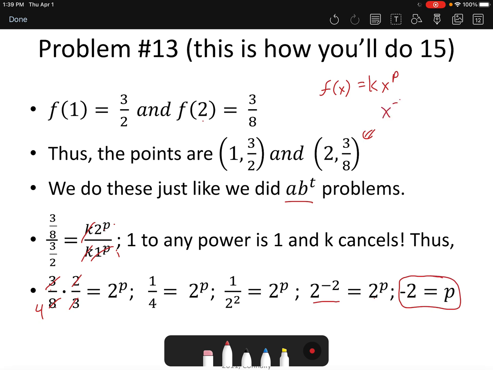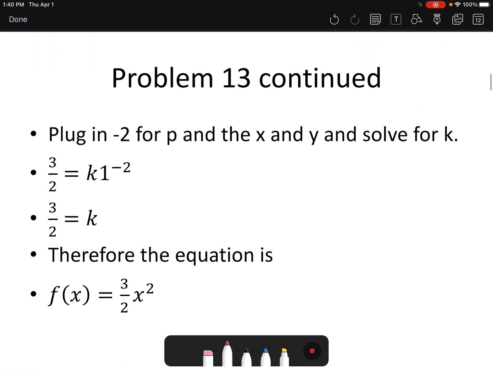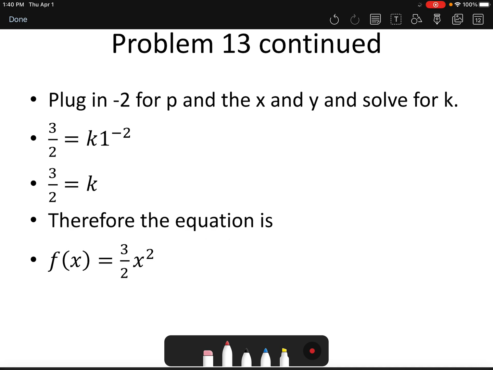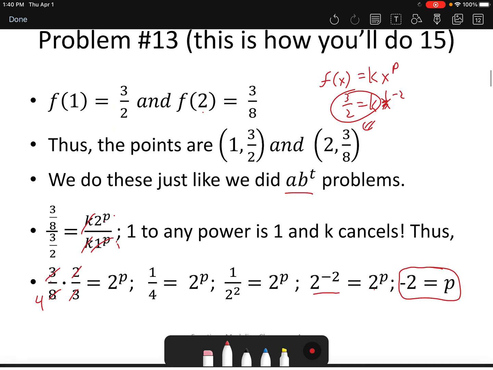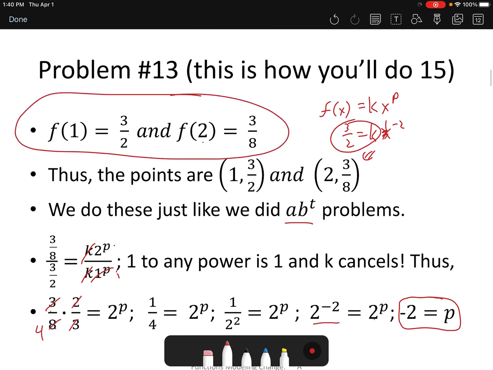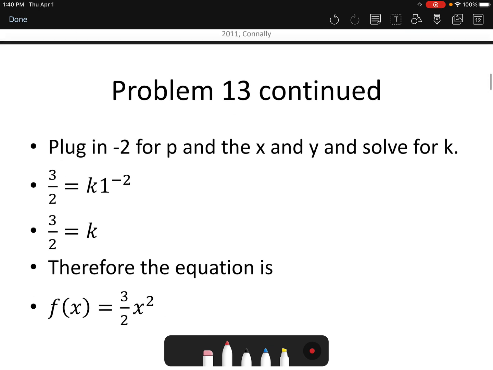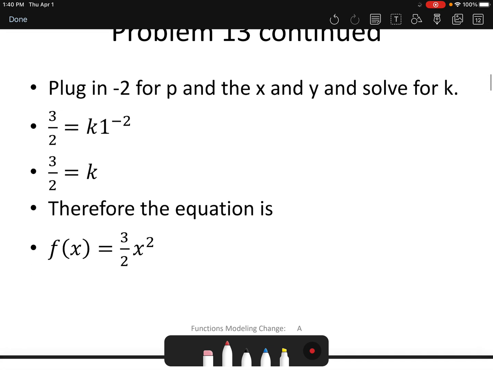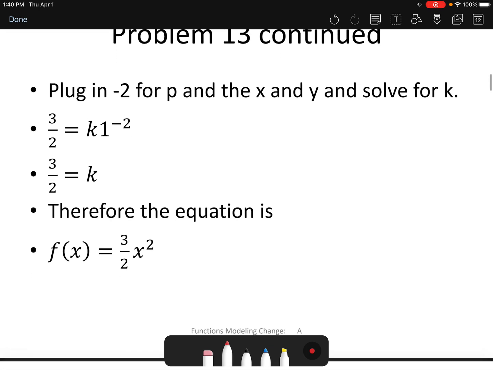So we have our P. Now we need our K. Well, I'm going to take the first one, which is 3/2, and I'm going to change that x to a 1. 1 to any power is 1, so there's K. K is 3/2. So our equation then is 3/2 x to the negative 2, that will go through these 2 points. That gives us the power function that fits those points. That's the power function, 3/2 x to the negative 2. You'll also do 15 this way as well.